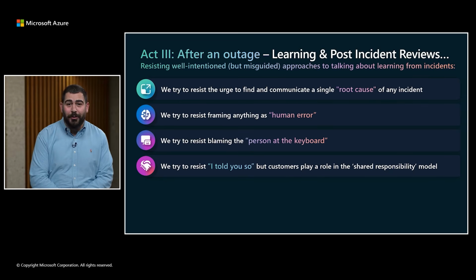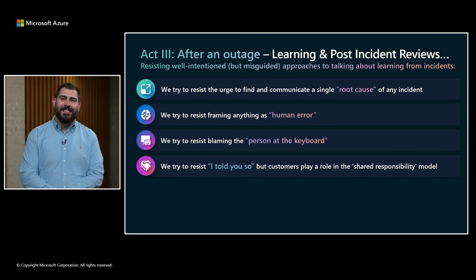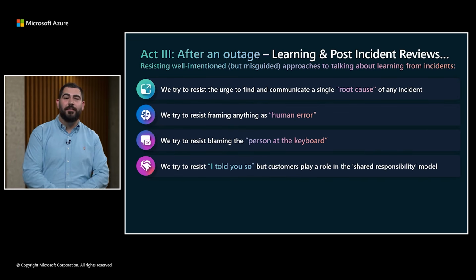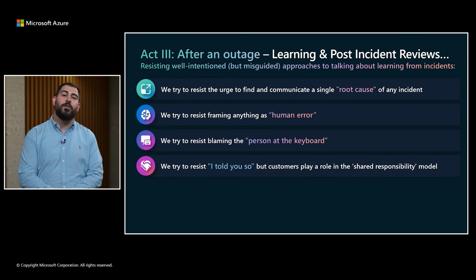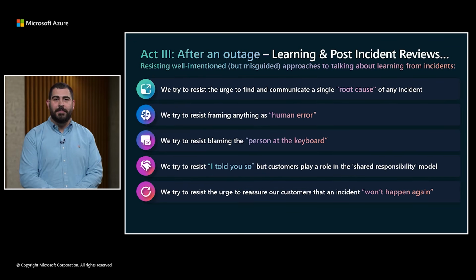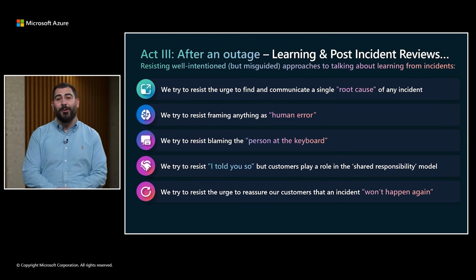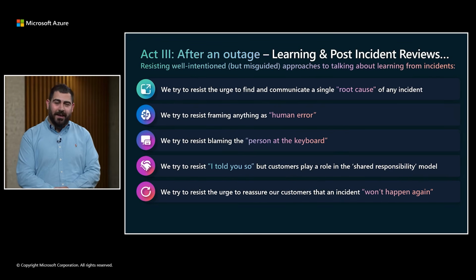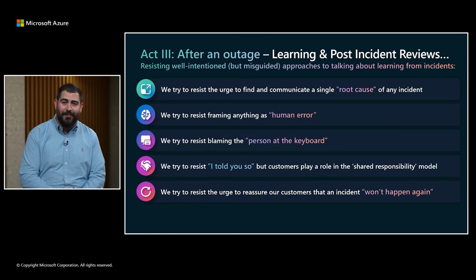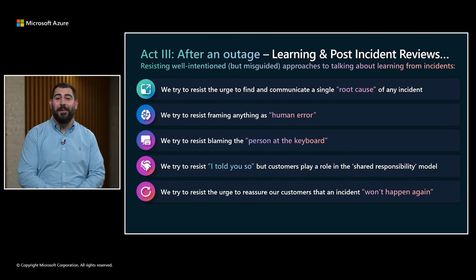We want to resist "I told you so," but as we've talked about in this session, customers have a role to play in the shared responsibility model. So we want to use outages as a way to educate customers about decisions and trade-offs, and about the different resilient services you could use to have something be less impactful for you next time it happens. We want to resist the urge to reassure customers an incident won't happen again. We always talk about what we could do to make this kind of thing less likely or less impactful, but it's inherently probabilistic here.